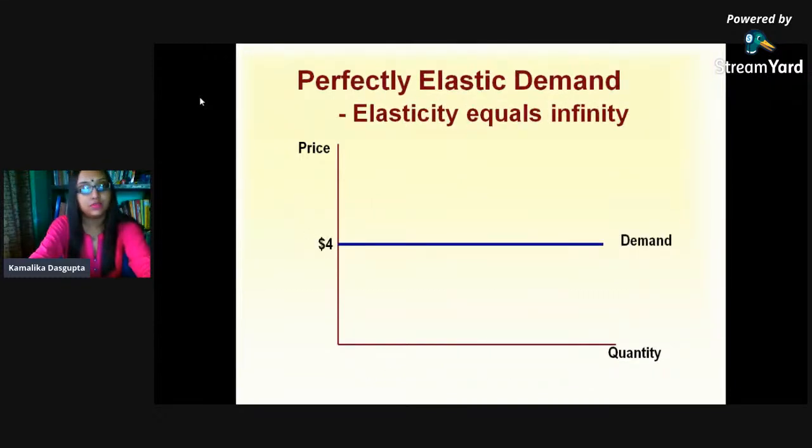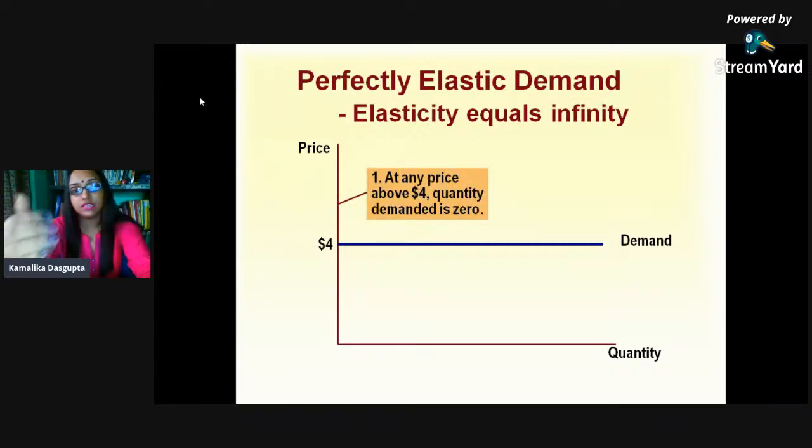And again, at last, we have elasticity equals infinity. That means that if price goes up by a very small percentage, by the slightest amount, then demand is going to be 0. So the value of elasticity here is equal to infinity, because no matter how small the percentage change in price is, the resulting change in demand is going to be 0. So the value of elasticity is equal to infinity. Okay.